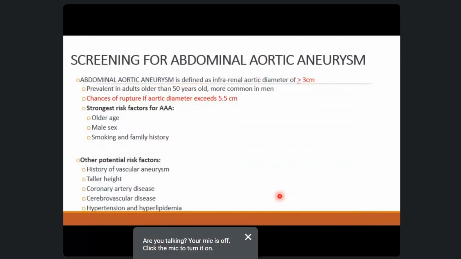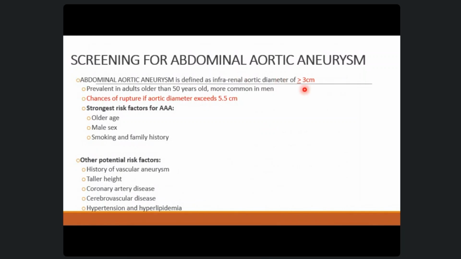The last among the screenings would be AAA, or abdominal aortic aneurysm. Abdominal aortic aneurysm is defined as an infrarenal aortic diameter of more than 3 cm. They are prevalent among older adults, more than 50 years old. It is more common in men than in women. The chances of rupture increase if the size exceeds 5.5. The strongest risk factors for AAA are, of course, older age, being male, smoking, and a strong familial history of AAA. Other risk factors include taller height.